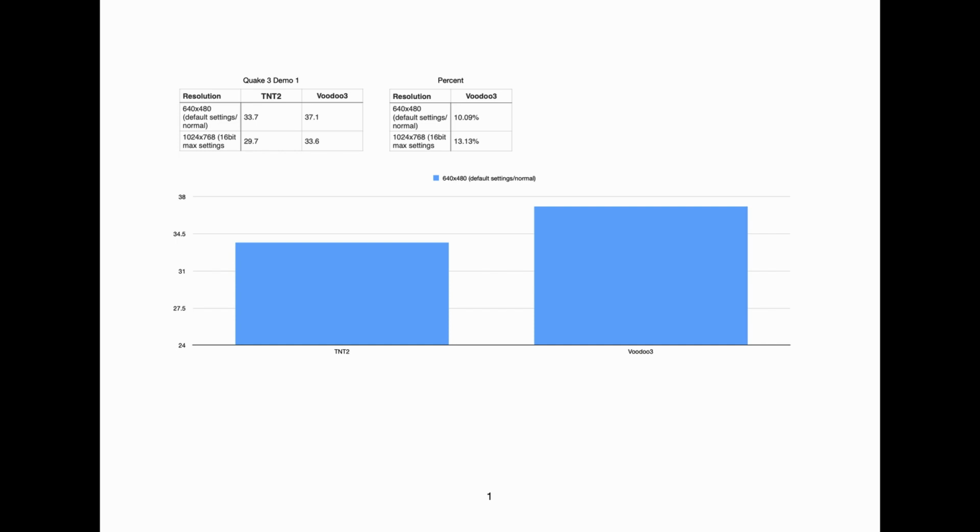Now, we do have to take into account that the TNT2's core does run at only 125 megahertz, and the Voodoo 3 is running at the full 166 megahertz. So it would be interesting to test a TNT2 Ultra versus a Voodoo 3 3500. But for most people running a K6-2 back in the day, it's probably unlikely that they were running those cards, and they would have been more likely to be running a normal TNT2 and a Voodoo 3 2000 or 3000.